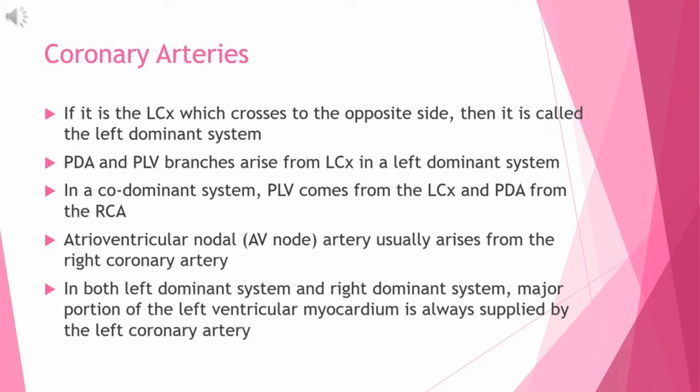AV nodal artery usually arises from the right coronary artery. In both left dominant system and right dominant system, major portion of the left ventricular myocardium is always supplied by the left coronary artery.